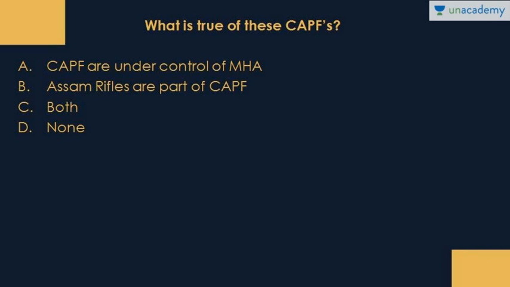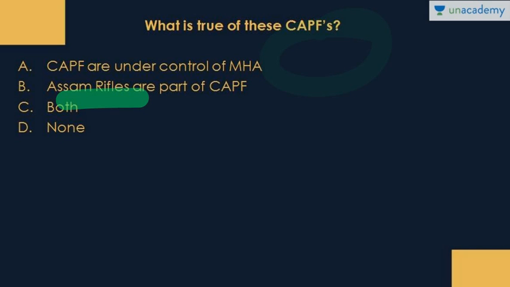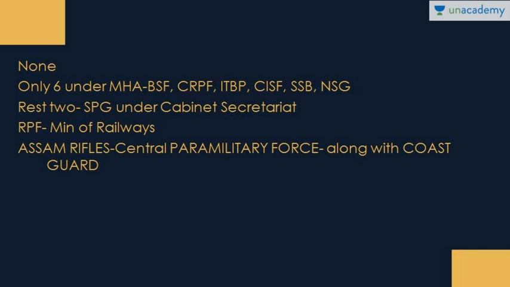Why? See, CAPF are in news because recently, one fact is because Assam Rifles was in news recently, and another one was because of a BSF man telling about the food quality. So coming to the options here, see, none of them are correct. Why? Because not all of the Central Armed Police Forces come under Ministry of Home Affairs. There are only 6 of them. Names are mentioned here, and the rest 2, that is Special Protection Group, it comes under Cabinet Secretariat, and Railway Police Force obviously comes under Ministry of Railways. As far as the Assam Rifles are concerned, it is not at all a CAPF, rather it comes under Central Paramilitary Forces, and Central Paramilitary Forces actually has 2 things under it. One is Assam Rifles, the other is Indian Coast Guard. So we here have none of them as the correct answers.